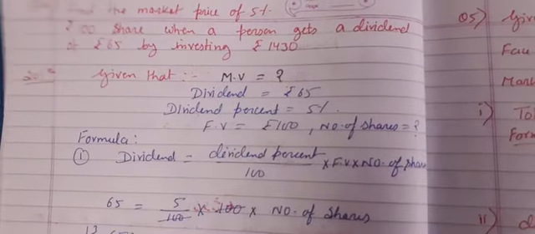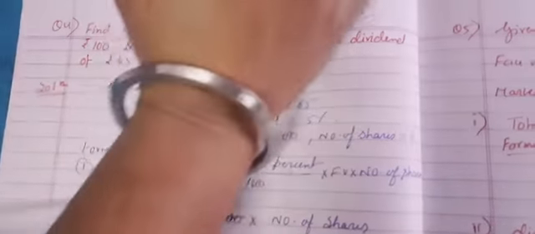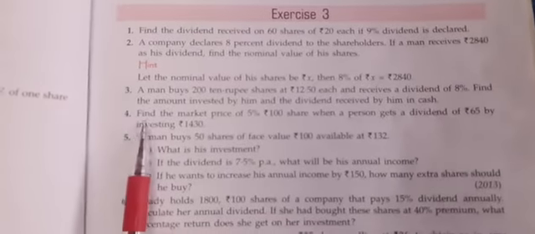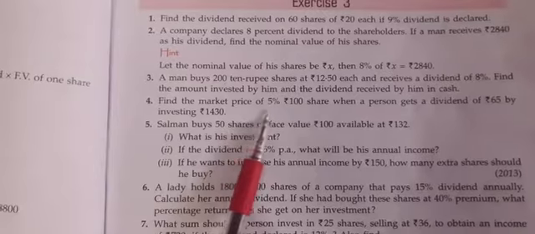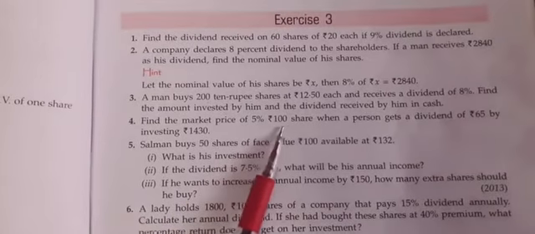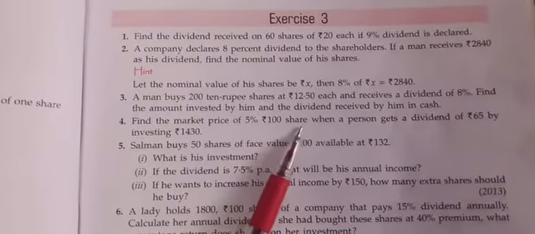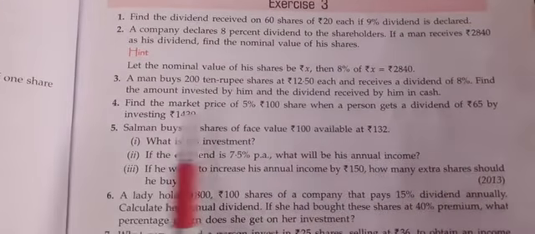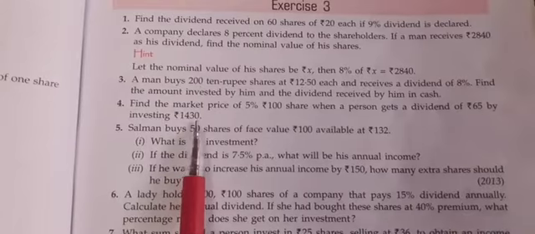I'm going to start question number 4. Let's see how we'll solve the sum. First of all, see the question. This is your share and dividend chapter, children. Question says that find the market price of 5% rupees 100 shares when a person gets a dividend of rupees 65 by investing 1430 rupees.